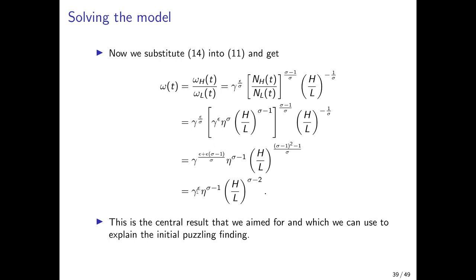So in the end, we would have gamma to the power of epsilon outside of the brackets. We have H over L in square brackets and H over L here. So if we summarize everything, then we will get H over L to the power of sigma minus 2. And this is the central result that we aimed for, and which we can now use to explain the initial puzzling finding that the skill premium goes up when the ratio of high-skilled workers goes up.